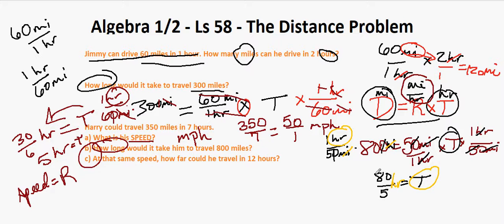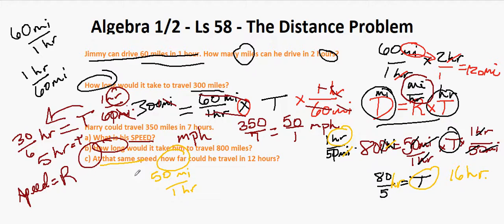What's the last step? How long? Do we talk in 80 fifths of hours? No. We got to reduce this down, and thankfully it does come out pretty even. 5 goes into 80 16 times. It'll take 16 hours. Nice long car trip, but 50 miles an hour to go 800 miles, it's going to take you some time, doesn't it? So it makes sense.